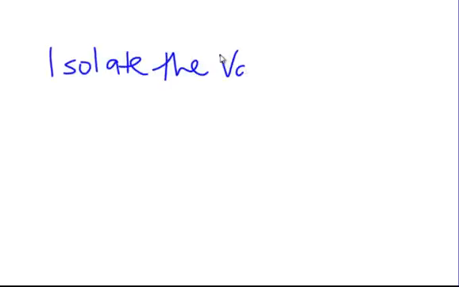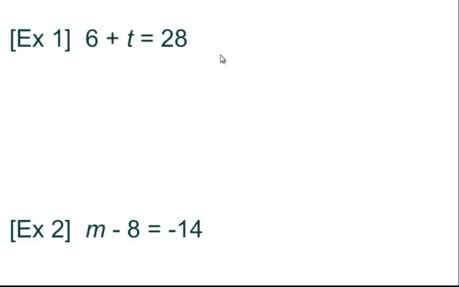A big thing today is going to be isolate the variable. So write that down in big bold letters, isolate the variable. I can't tell you how important that is. With an exclamation point because it's that important. All right, let's see what that looks like.